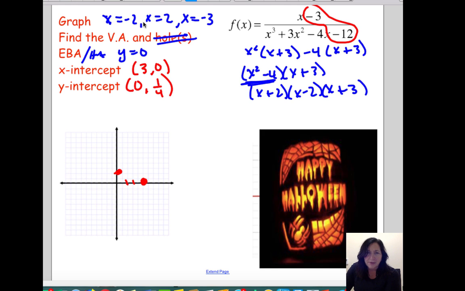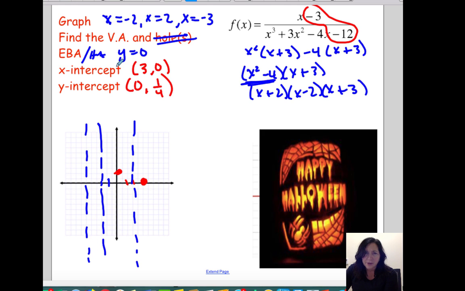I have vertical asymptotes at negative 2. So there's one vertical asymptote. I have a vertical asymptote at 2. There's another asymptote right there. I have one at x equals negative 3. And then I've got a y equals 0. So I have a lot of stuff happening here.